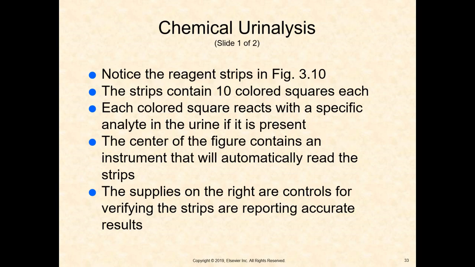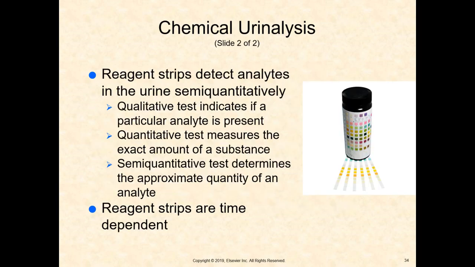Now for the chemical urinalysis, we use reagent strips, and we'll see a picture of this in a little bit. The strips contain 10 colored squares. Each colored square reacts with a specific analyte in the urine if it's present. So the supplies, here, let me just get a picture here. You can see the reagent strips down here underneath this vial. Normally we don't put them underneath the vial like that.